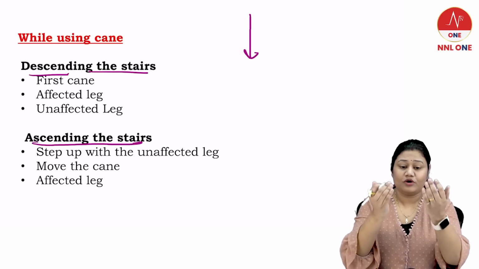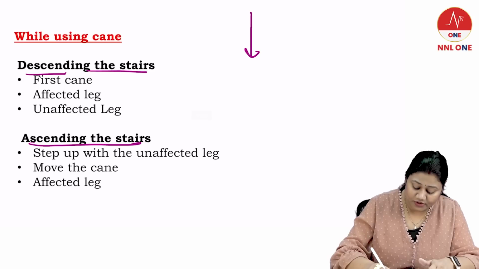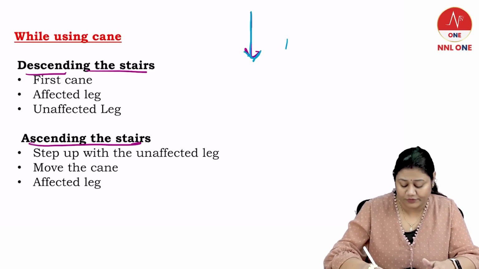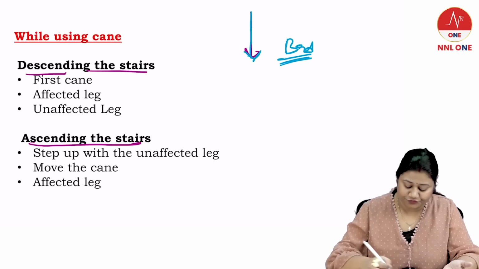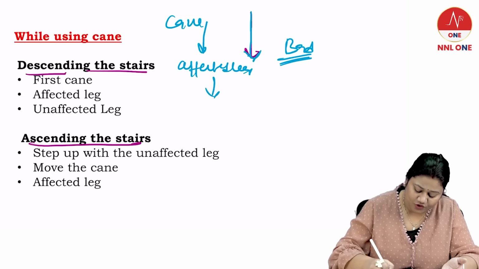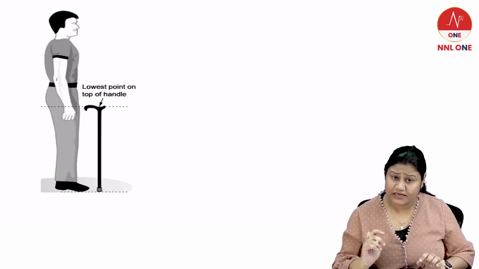Then when I am coming down from the stairs, you have to go down with the bad memory one, which is the affected leg. So first you will place the cane, followed by your affected leg, then your unaffected leg or strong leg, right? This is how you have to use the crutch or cane.